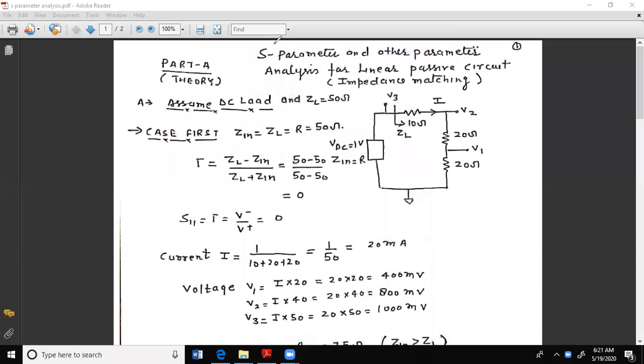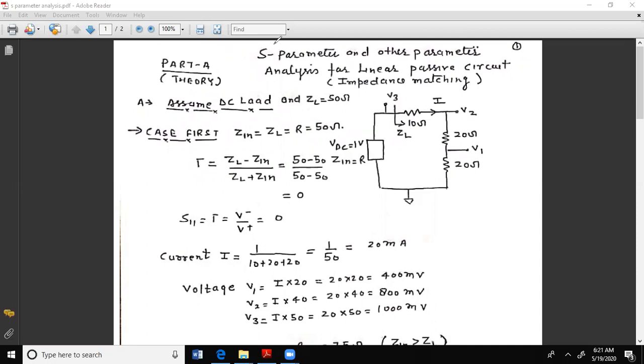Good morning, students. In today's lecture, we will discuss the S parameter and the other parameter analysis for linear passive circuits. The S parameter is applicable for high frequencies as well as for low frequencies.